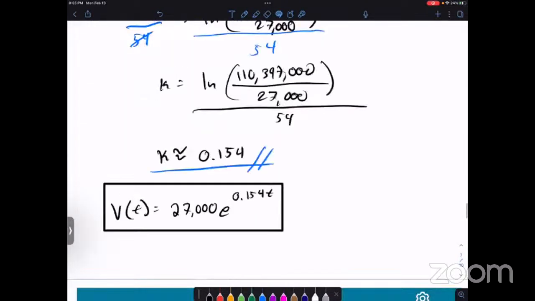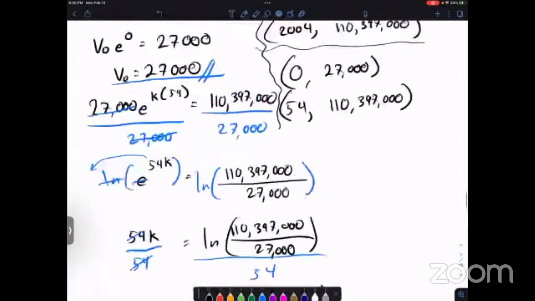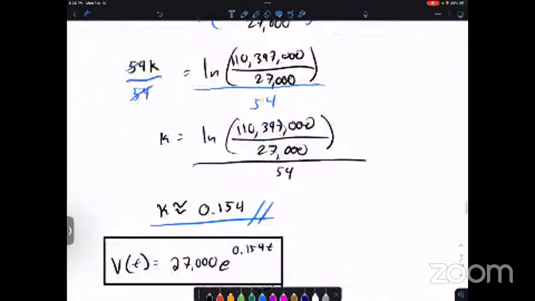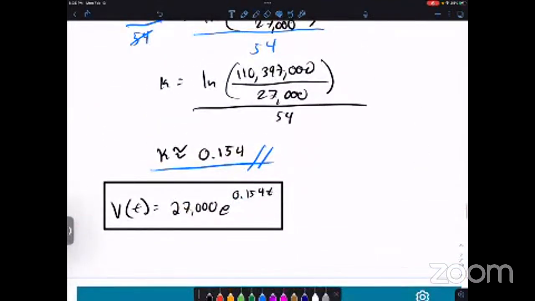Sorry. How long after 1950 will it be 6 billion? So if we wanted it to be 6 billion, we set our model equal to 6 billion, divided both sides by 27,000, took the log of both sides, and then divided that log by 0.154, and that's where the 80 came from. Okay.